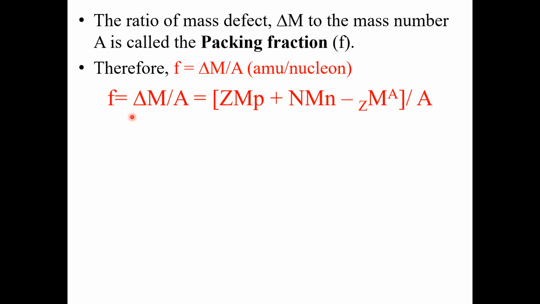So the packing fraction that we denote by f can be written as delta M divided by A, which is equal to the mass defect, just like we discussed on the previous slide, given by these equations, divided by the mass number, that is capital A.